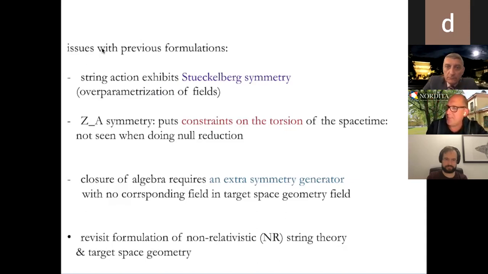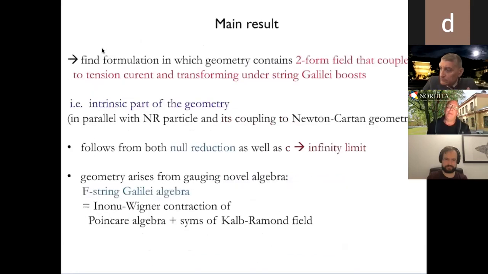And then there's also, I'll skip over this point, an extra symmetry generator in the underlying algebra for which there's not a corresponding field. That's maybe a priori not the problem, but still something that makes you wonder. And so that motivated us to revisit the formulation of non-relativistic string theory and its target space geometry.